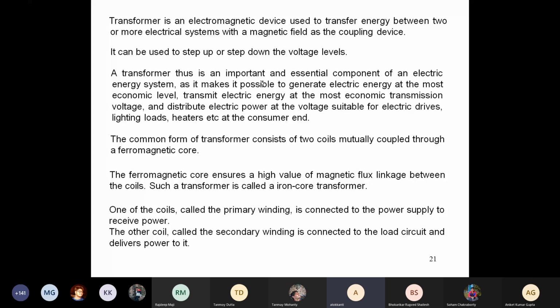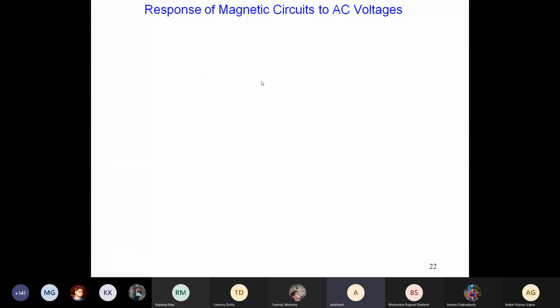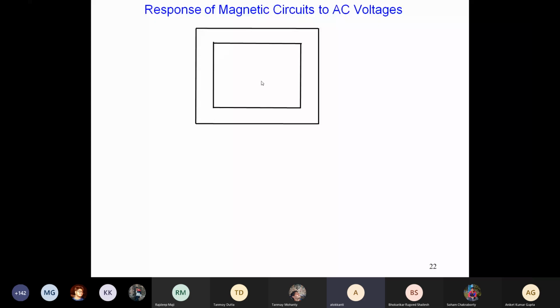So the response of magnetic circuits to AC voltages. This is the topic that we will discuss now. So this is basically the transformer core. Though I have shown a one side view, this has a cross section, a square cross section, or it can be some other cross sectional view. This is basically called the core of the transformer, over which we put the windings. So we put up the windings on the core.